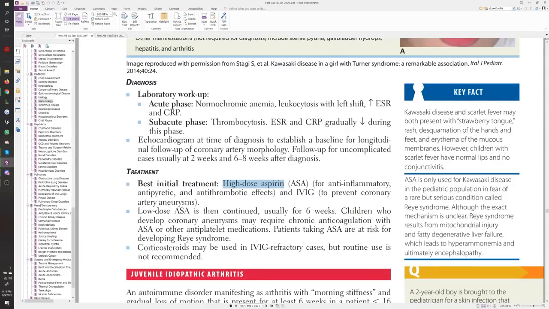Low dose aspirin is then continued, usually for 6 weeks, because of the risk of having a chronic phase to it. Children who develop coronary aneurysms may require chronic anticoagulation with aspirin or other antiplatelet medications. Patients taking aspirin are at risk for developing Reye syndrome, mainly in this chronic phase where they keep taking it. Corticosteroids may be used in IVIG refractory cases, but routine use is not recommended.